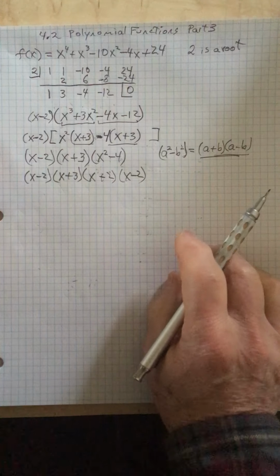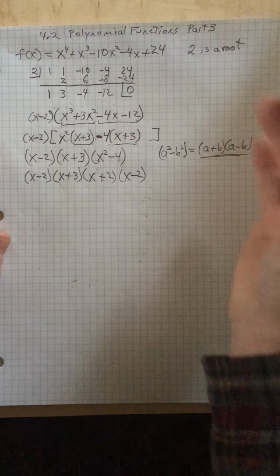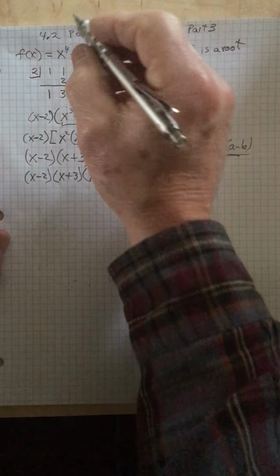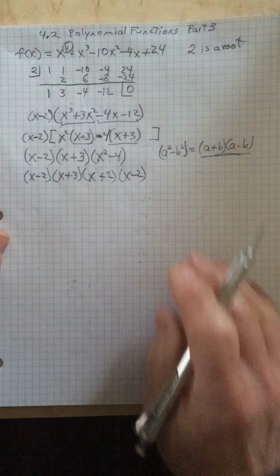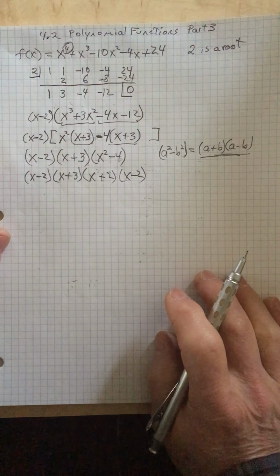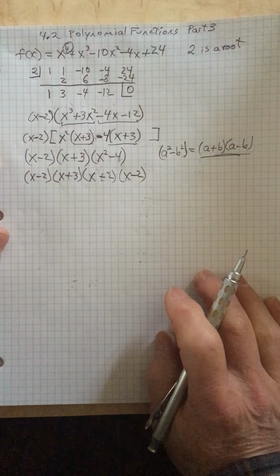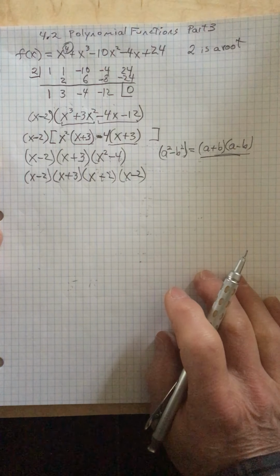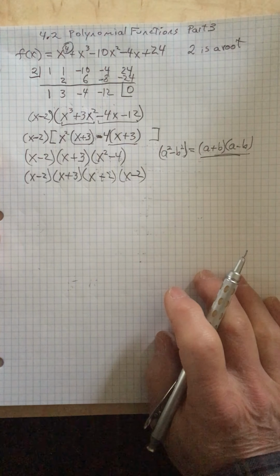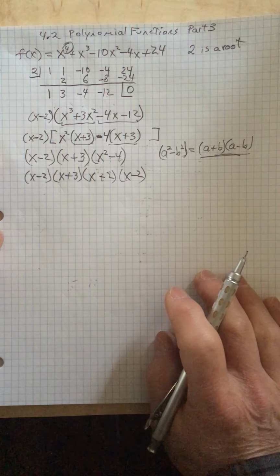And there it is. Now, notice one thing, and we're going to look at this in the next section. When you look at the degree of the polynomial, the degree of the whole polynomial is the degree of the highest term. So here it's 4. You should have 4 roots.